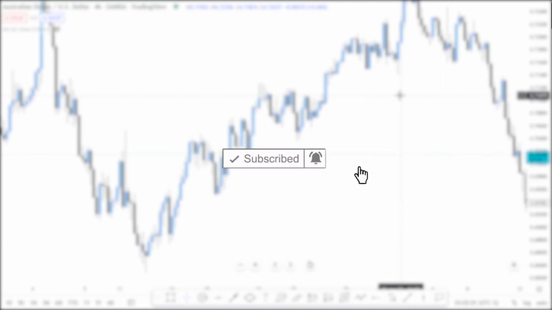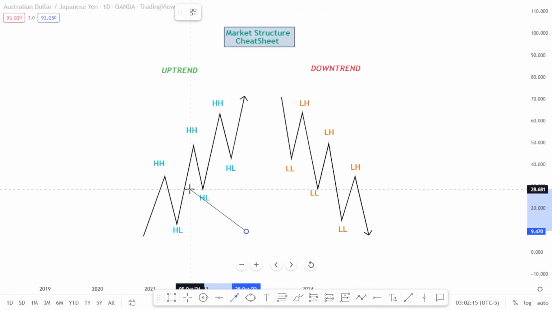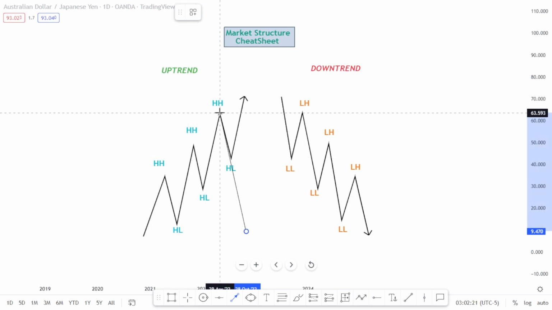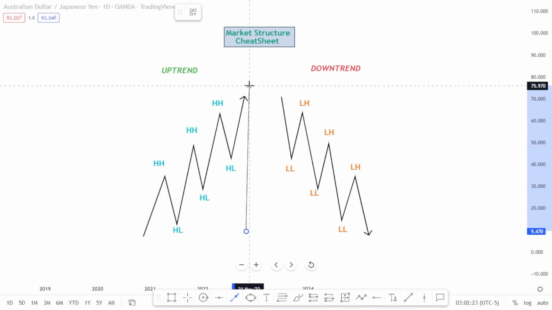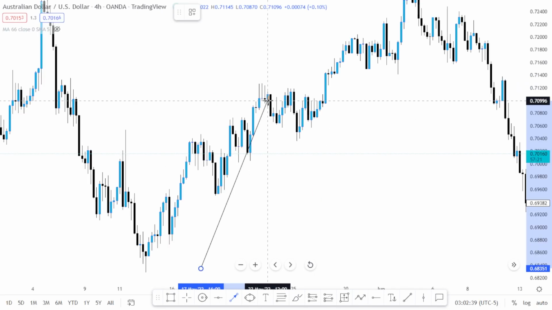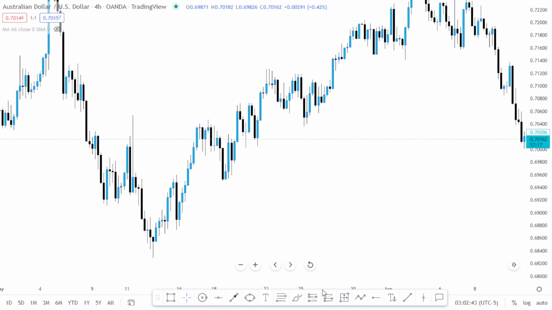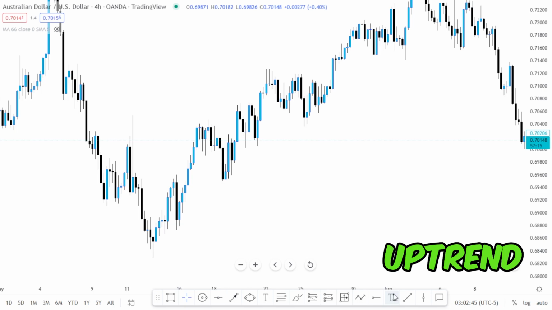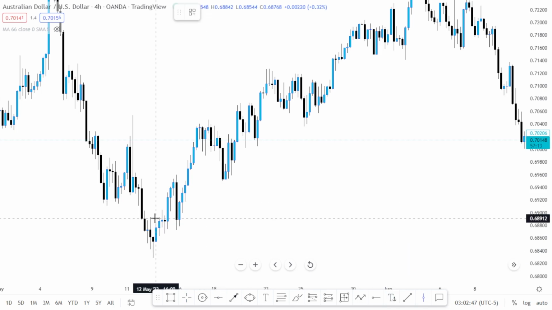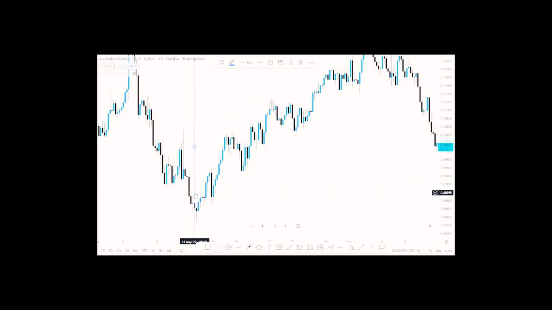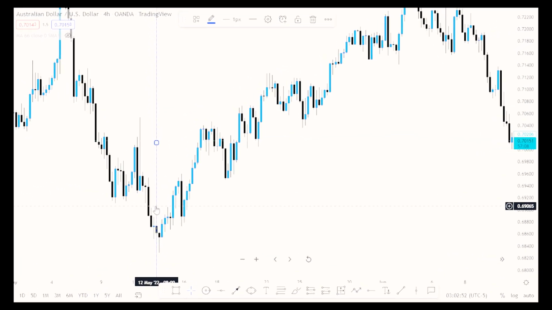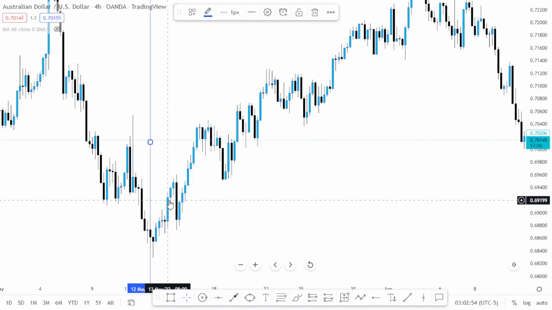So on our cheat sheet, we basically said that a market that is in an uptrend makes higher highs, higher lows, higher highs, higher lows, higher highs, higher lows, and so on to the upside. We're seeing the same structure playing out right here, a market that is in an uptrend. So we're going to start analyzing from this point here.